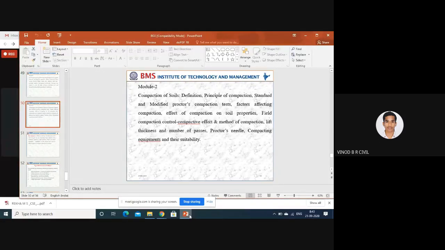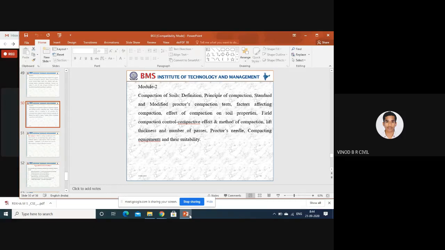If you want to remove the voids, it is done with the help of mechanical operation, using rollers and compaction equipment. With the help of these equipments, you can remove the voids of the soil. Here we cover the definition of compaction of soil and the principles of compaction.